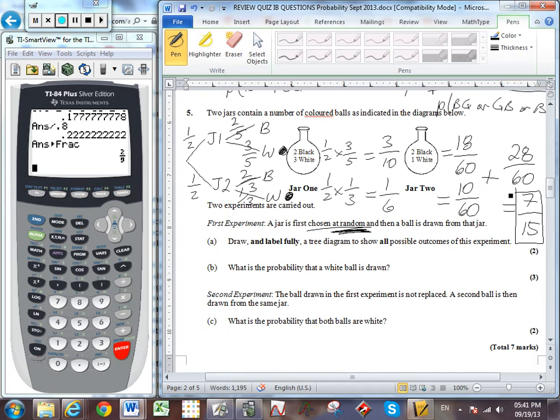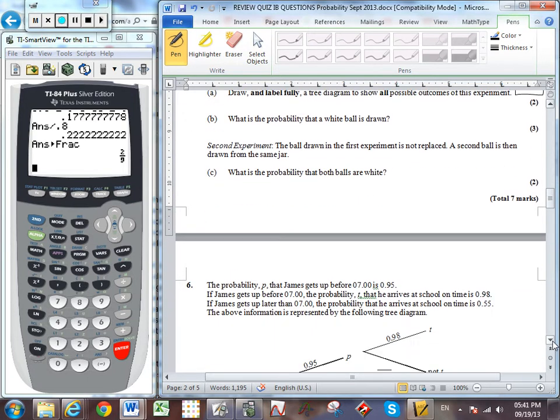Alright, second experiment. The ball drawn in the first experiment is not replaced. A second ball is then drawn from the same jar. What is the probability that both balls are white? Okay. Well, we better redraw a tree diagram now. We've got either jar 1 or jar 2. And then we've got black or white for the first selection, black or white for the second selection.